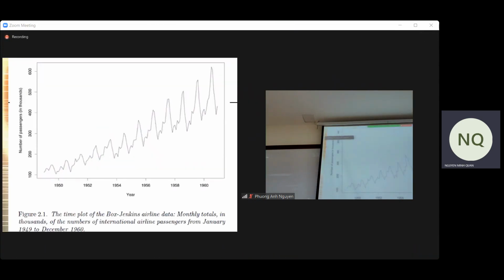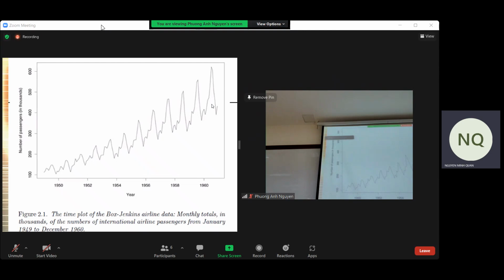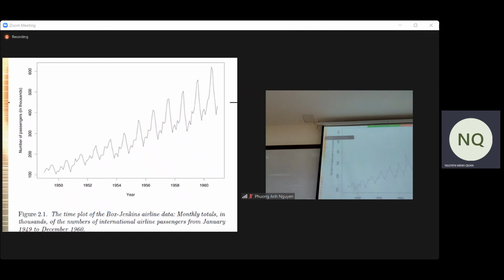Here you have some other examples. I have another example, you can see on the slide. It is the number of passengers from a specific international airline company. So on the slide you see an example of a time series: the number of passengers of a specific airline company over time.